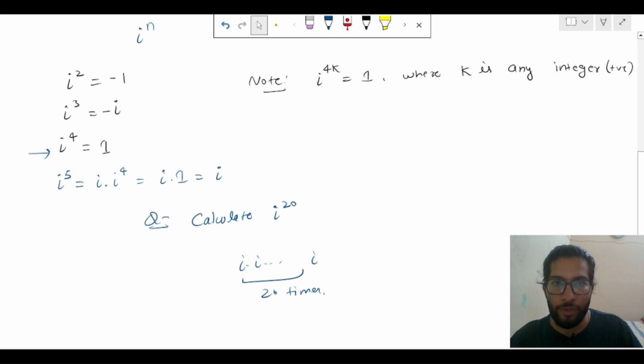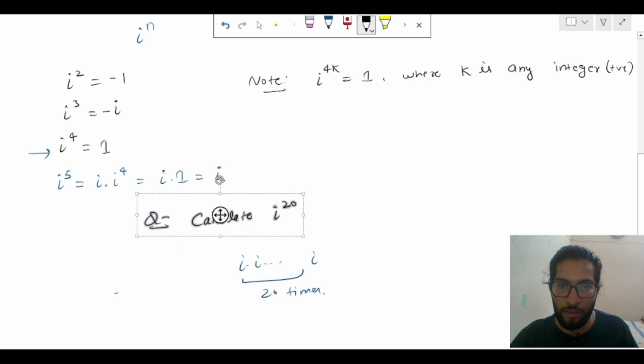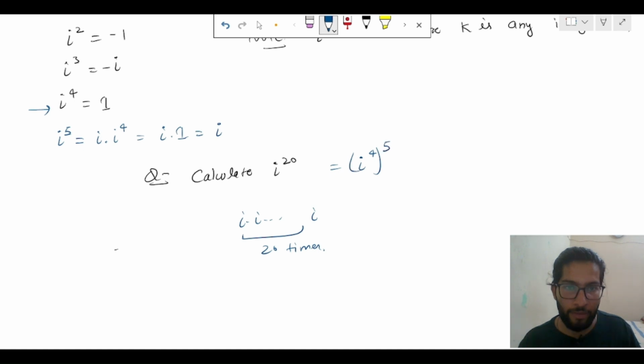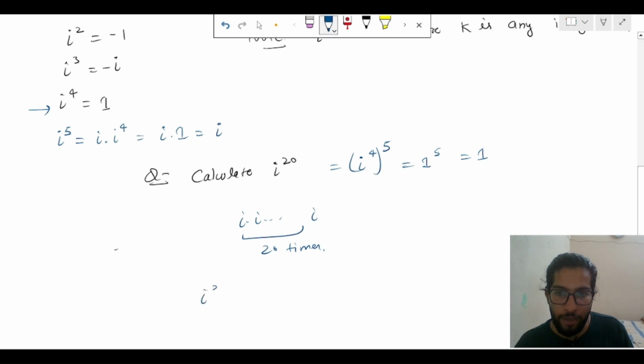Now solving this question, we have to calculate iota's power 20. Can we write iota power 20 is equal to iota power 4 and whole power 5. We break down the power 20 into 4 and 5, and iota power 4 is equal to 1 and 1 to power 5 is equal to 1. So we can say iota's power 20 is equal to 1. Okay, this is our answer.